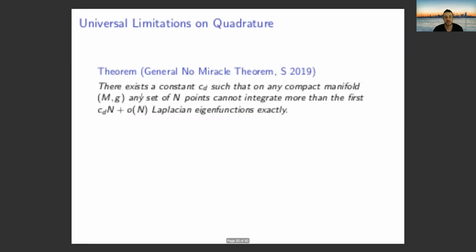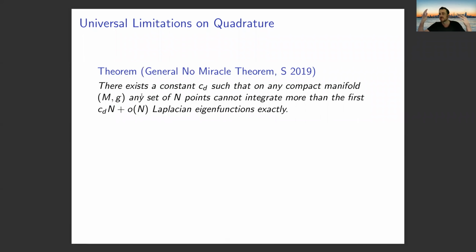You could ask yourself what happens on general manifolds, and it turns out there is a beautiful general theorem, a general no-miracle theorem, that says no matter what you do on any compact d-dimensional manifold, if you have n points and you want them to integrate out the first n Laplacian eigenfunctions, or however many, you can only hope to get a constant, not more than this. So this is a general no-miracles theorem that works on all compact manifolds in all dimensions. And it says if n is large, there are no miracles anymore.